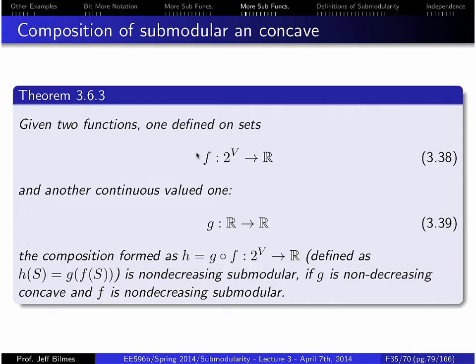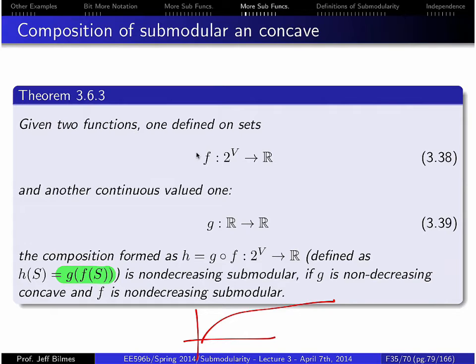Okay, here's a very important lemma, maybe, or theorem, I don't know. So you've got two functions. One is a set function, f, and another is a continuous-valued one, g, so g maps from R to R. And what we're doing is forming a new function h, which is the composition of g and f. So h is g applied to f of S. So that composition, h, turns out to be non-decreasing submodular if g is itself non-decreasing concave, so namely g looks like this, and f is non-decreasing submodular.